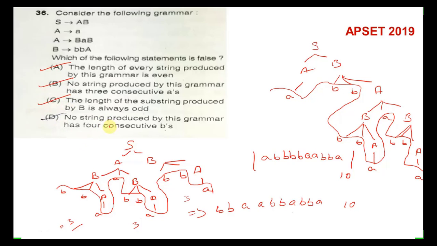No string produced by this grammar has 4 consecutive B's. So is there any 4 consecutive B's in the given strings here?